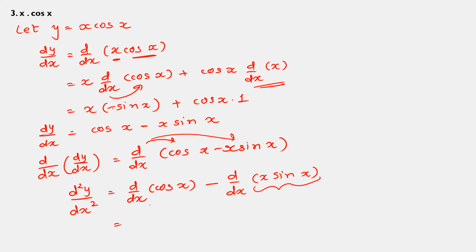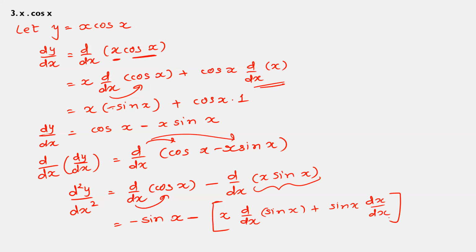So here, differentiation of cos x is minus sin x, minus, then I can see that I'm going to apply the product rule. That means I have to write it in a bracket, otherwise my answer would be wrong. Do not forget this part. So first quantity as it is, differentiation of second quantity sin x, plus sin x as it is, differentiation of first quantity, which is x.